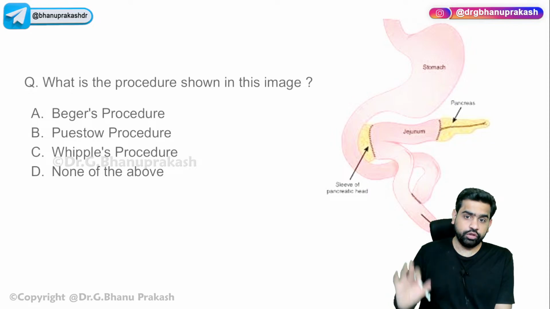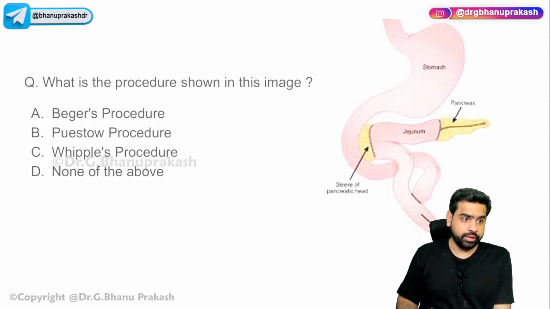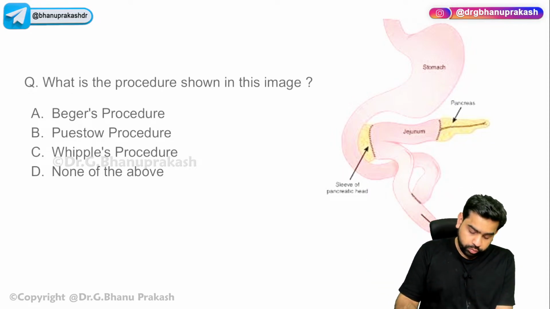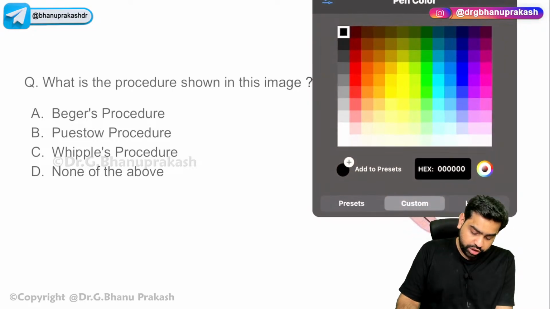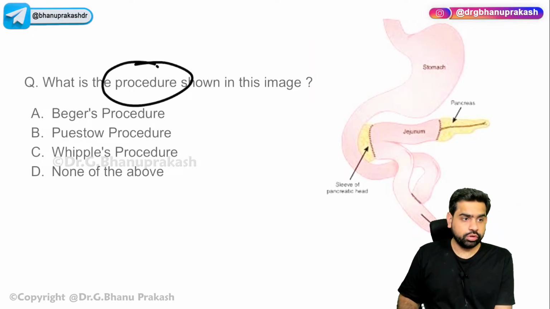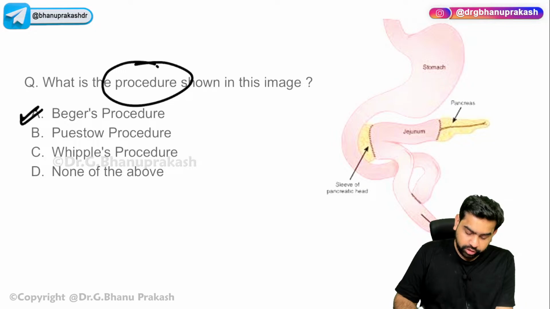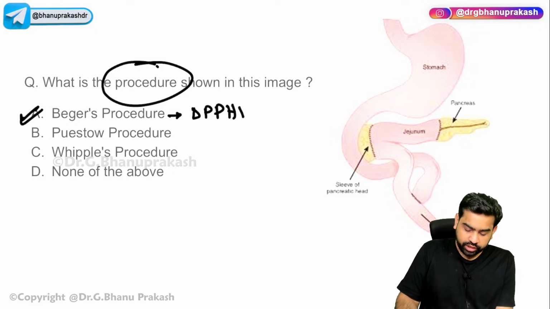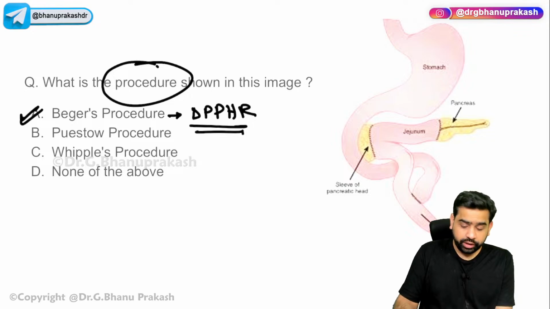What is the procedure which you are seeing just behind me? So what is this particular procedure? You tell me, what is the diagnosis? What is the procedure? Okay, Whipple's procedure. Okay, Beger's procedure. Yes, this is a Beger's procedure. So this is what is called DPPHR.